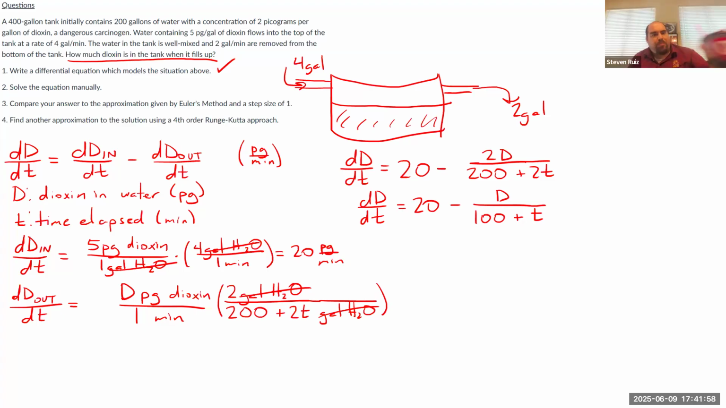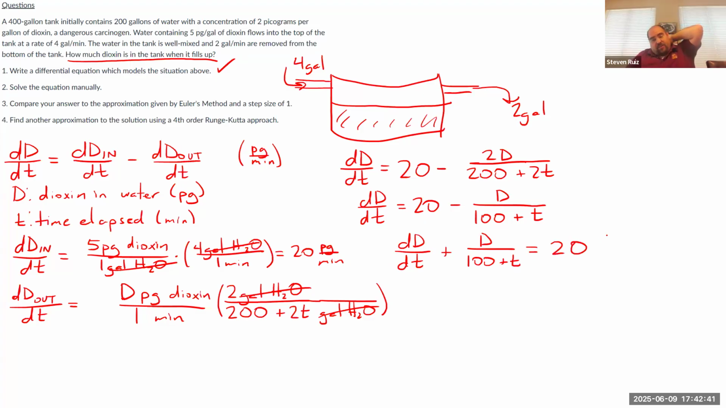Part 2, I want to solve this manually. So what kind of equation is this? This is a first order linear equation, and I don't believe the variables are separable. So we have to rely on the new technique from this module, which is integrating factors. To facilitate that, I am going to move the D over 100 plus t term to the other side. So I get dD/dt plus D over 100 plus t equals 20.